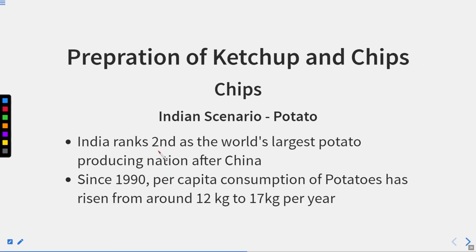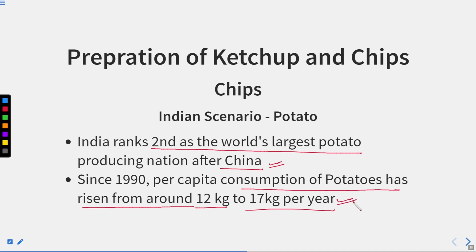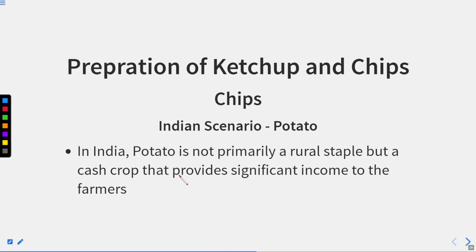India ranked second as the world's largest potato producing nation after China. So we stand second for the production of potato. China is in the first position. Since 1990, per capita consumption of potato has risen from around 12 kg to 17 kg per year. So we have even risen the production of potato.